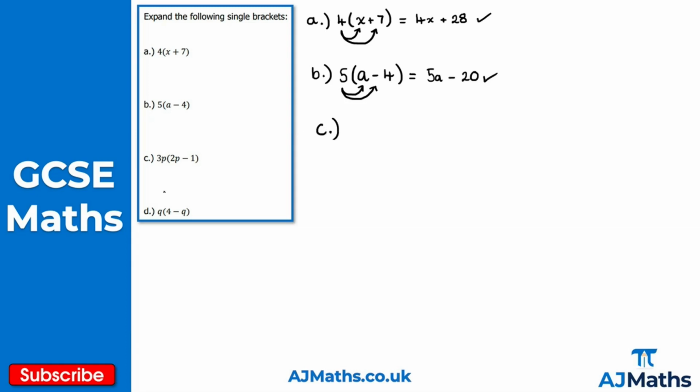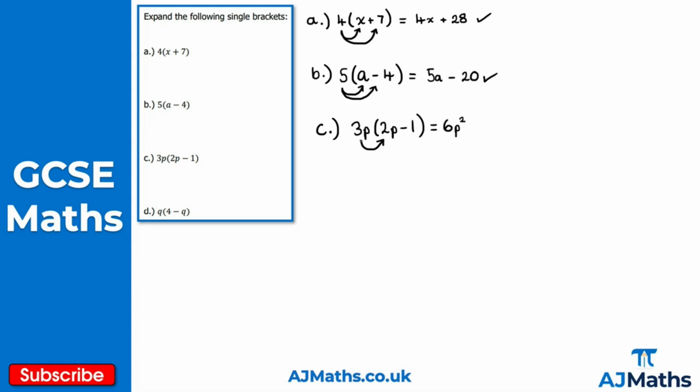So for C now, we've got 3P bracket 2P minus 1. So 3P here on the outside, bracket 2P minus 1. Again, we take the term on the outside here, and multiply that with each term inside the bracket. So 3P times 2P, that gives us 6P squared. Again, just using the rules of indices here.